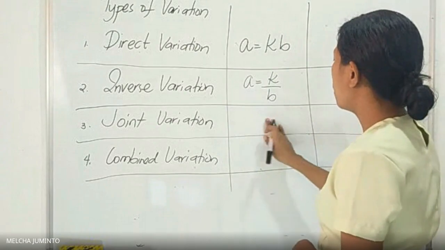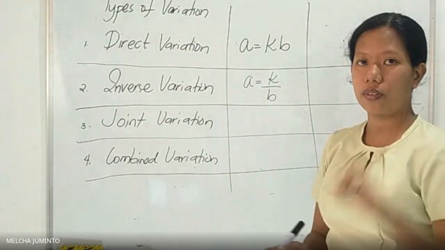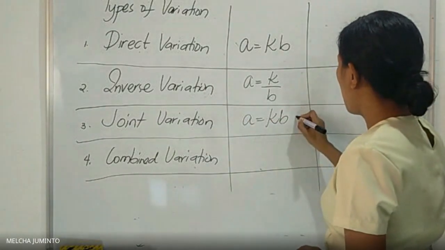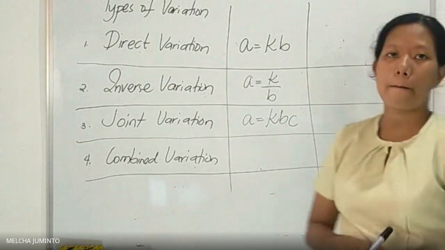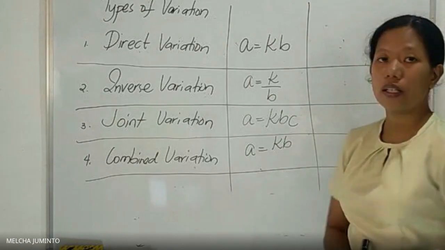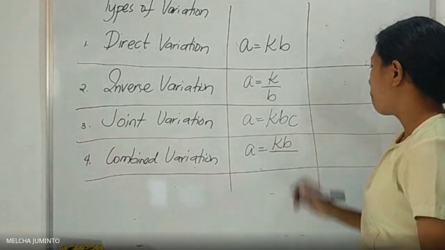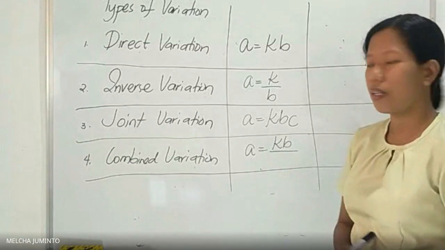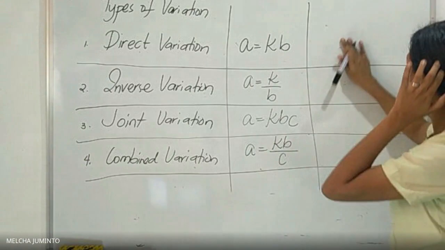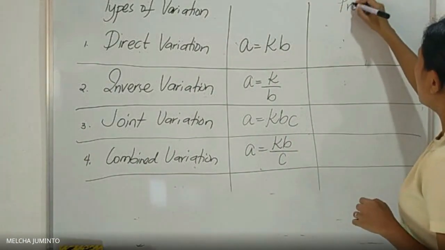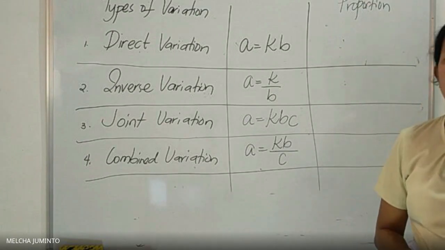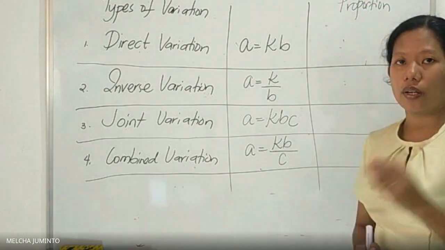For joint variation, this time we need to use C for the third variable. We have A equals KBC, A varies jointly as B and C. And for combined, we have A varies directly as B and inversely as C. We can also relate it to proportion, because sometimes in some books, instead of variation, they call it proportion, direct proportion.